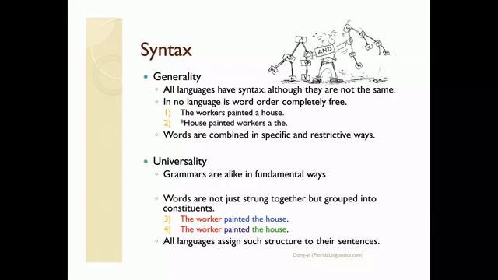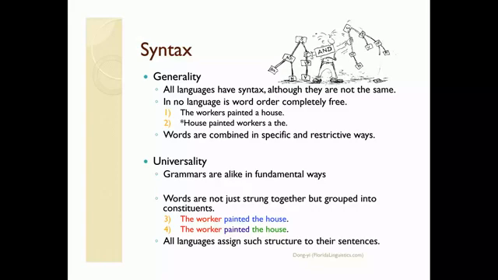One characteristic of syntax is that all human languages have syntax, although they are not the same. One example is the word order of subject, verb, and object in a sentence. Another example is the word order of determiners and nouns in a noun phrase. Every human language has a canonical word order for a sentence or phrase. For example, the canonical word order of an English sentence is subject, verb, object, and in an English noun phrase, the determiner, if any, must precede the noun. Therefore, "the workers painted a house" is a grammatical sentence, but "house painted workers the" is not.